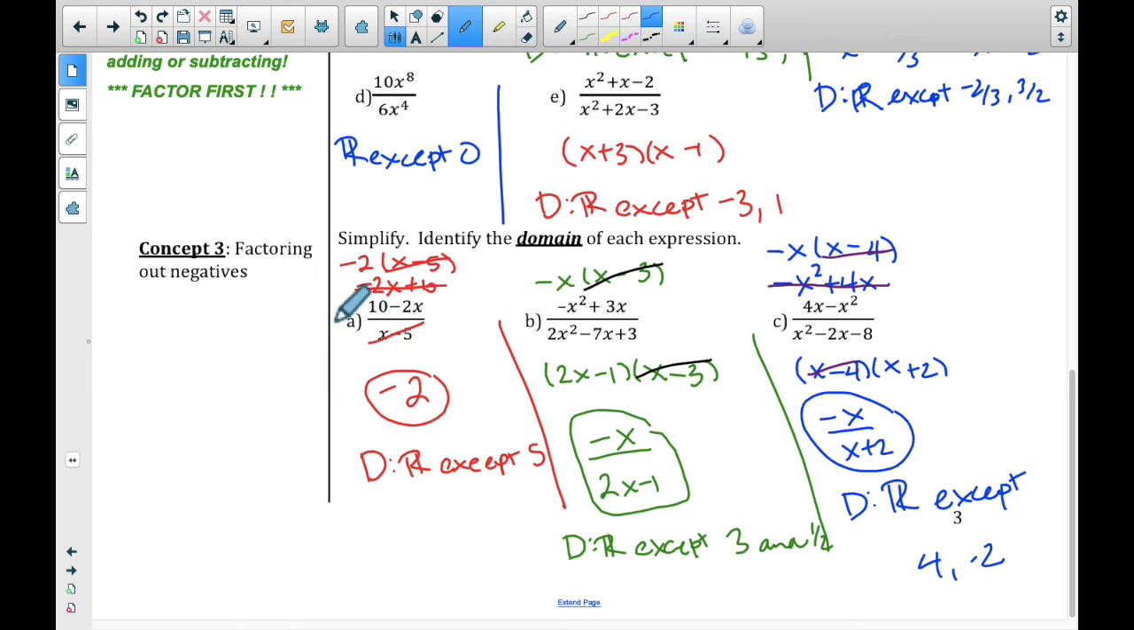I have to say, none of these three examples really did what I wanted them to do. So let me give you an example of what I really want to get at. And that is, what if you have 7 minus x over x minus 7? That's what I really want to talk about.